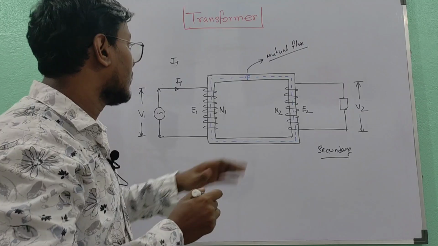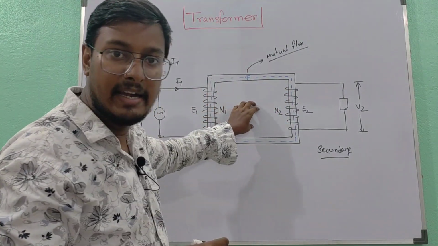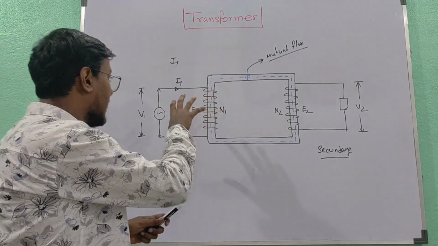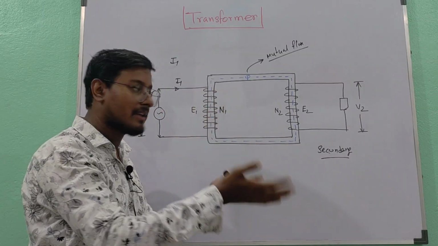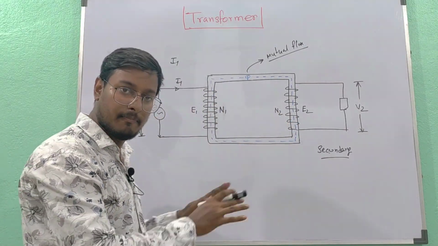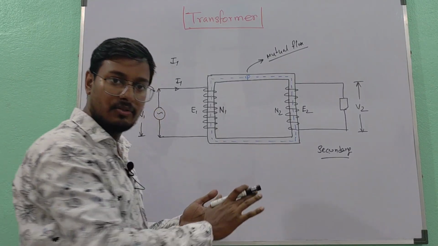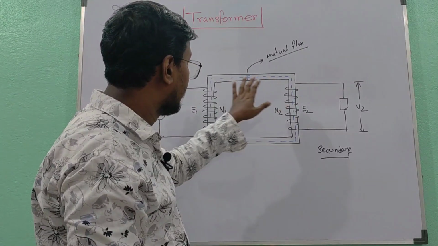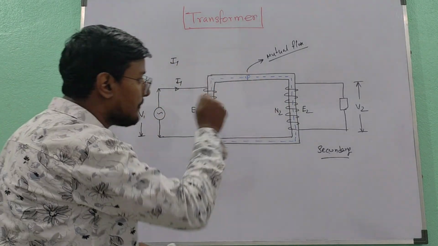Please note it down, it is not leakage flux. We are not considering any leakage flux right now, we are considering only the ideal scenario. The primary current sets up a flux in the core and the entire flux is linked with the secondary, which is not practically possible. For the sake of simplicity, assume that it is an ideal transformer, there is no leakage flux in the transformer, and this mutual flux phi, which is set up by the primary winding, is linked with the secondary winding also.